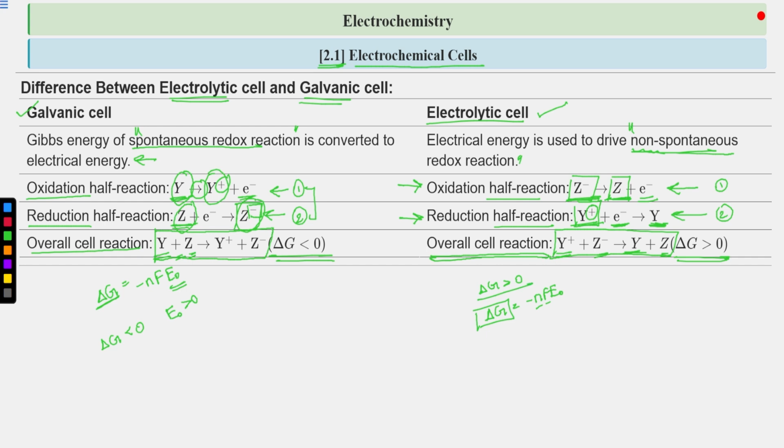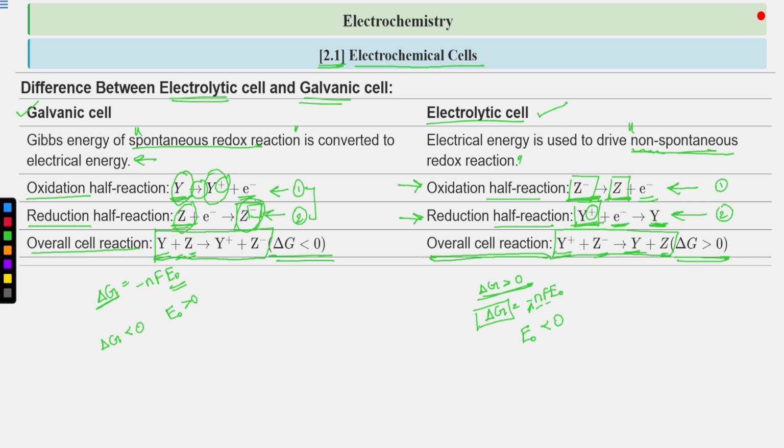But it is given that del G is positive for the electrolytic cell. So if this side is positive, that means E naught is negative. E naught is less than 0, because if E naught is negative, that negative and this negative already present here will get multiplied and become positive. So the overall del G value will become positive.